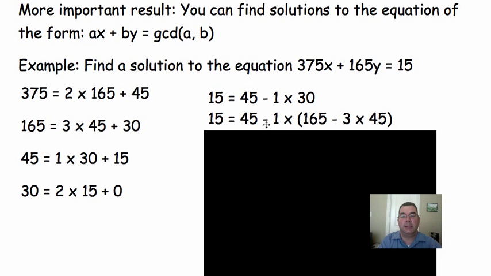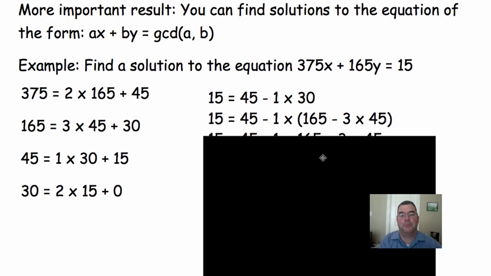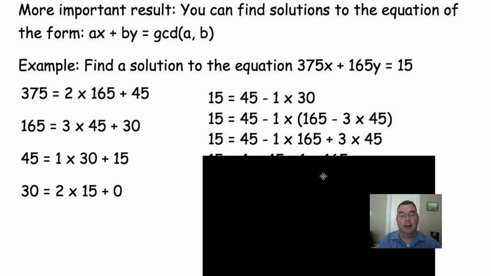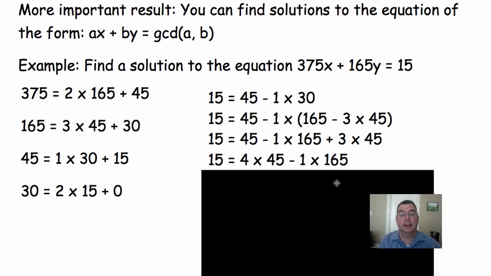What I'm going to do now is simplify these parentheses by distributing the negative 1 to the 165 and to the negative 3 times 45. So the 45 is fine, but when I distribute that negative 1, it becomes negative 1 times 165 and positive 3 times 45. And I've got a 45 over here and 3 times 45 over here. Well, I'm going to collect those and make it 4 times 45 and then leave the minus 1 times 165 the way it is.